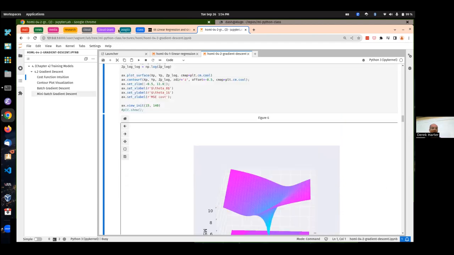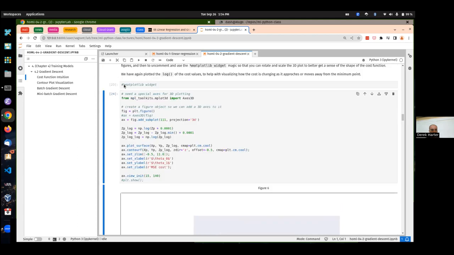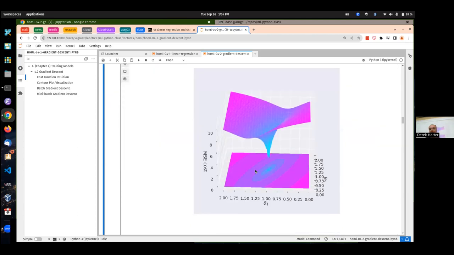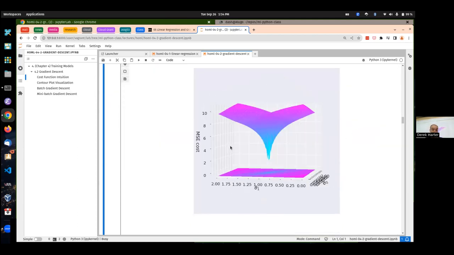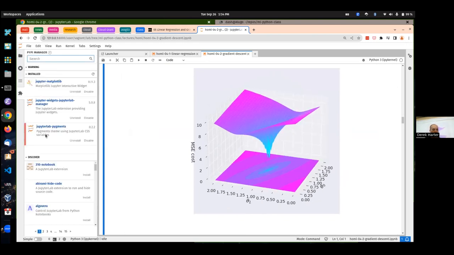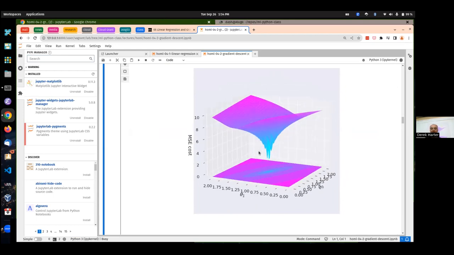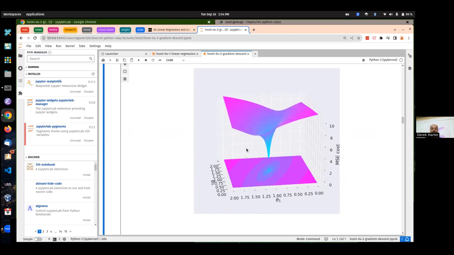By the way, if you're using the environment, if you turn on using matplotlib widgets, you should be able to rotate these figures that are done in here if you've got the right extensions installed. So that's the Jupyter Lab and the Jupyter matplotlib and the Jupyter widgets one. But yeah, in two dimensions, if you have theta zero and theta one, it's still a parabola, although because of the way we did it here, it's a bit sharper.